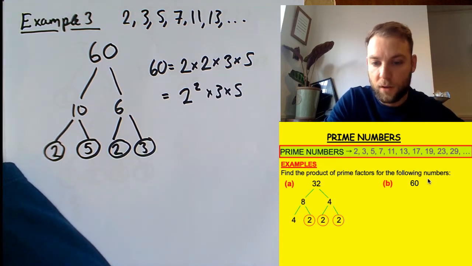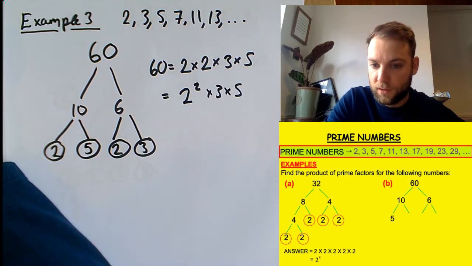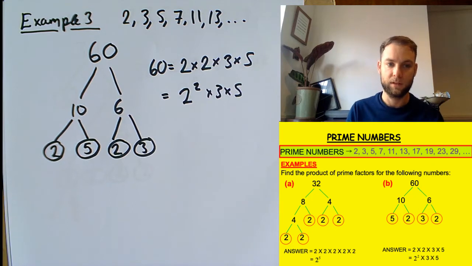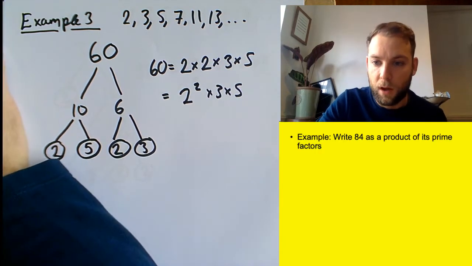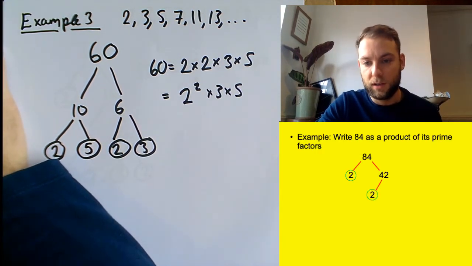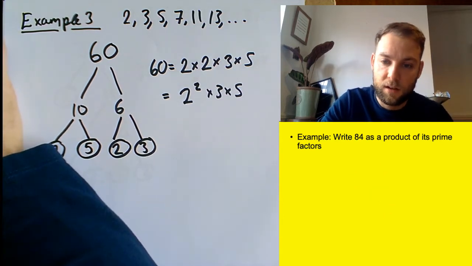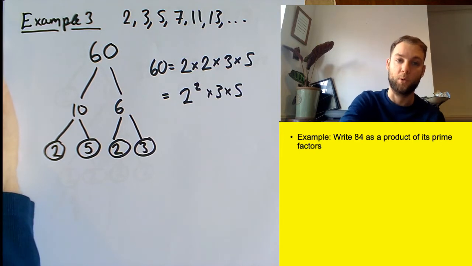Let's make sure we've got those right. 2 to the 5, yeah, brilliant. And there it's 2 squared times 3 times 5. Brilliant. So I'm not going to do this one. If you want to have a go at this one yourself, you can do. If you do want to have a go at that one, pause now.